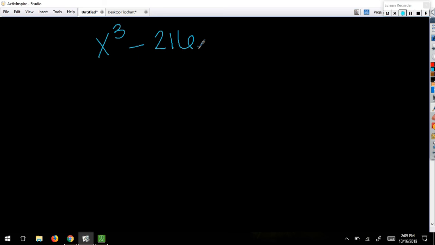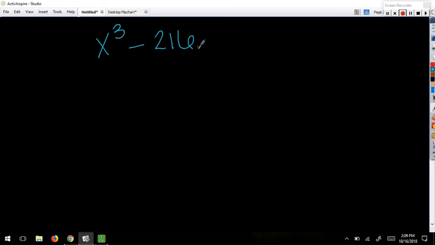Does that have a GCF? There's nothing that I can divide the numbers by with no remainder, and they both don't even have an x, so there's no GCF. What's the pattern of the numbers? When I'm looking at two terms, there's only two options. They're either perfect squares or perfect cubes. What are they? Perfect cubes, because they're to the third power.